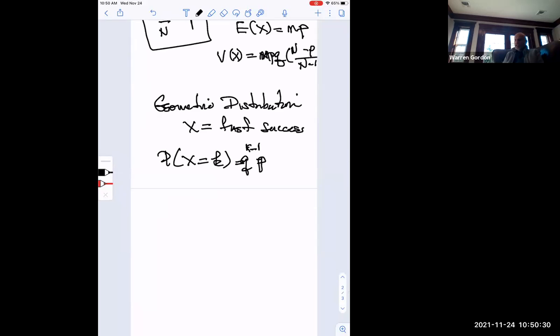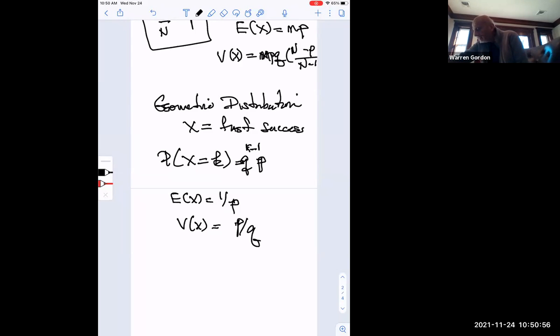And we showed for the geometric that E of X is 1 over P. V of X was, was it P over Q? I don't remember. I don't see why you have to remember. It's Q over P squared.